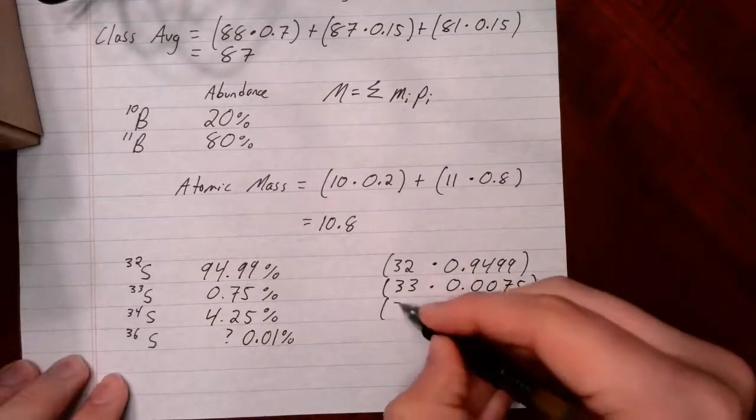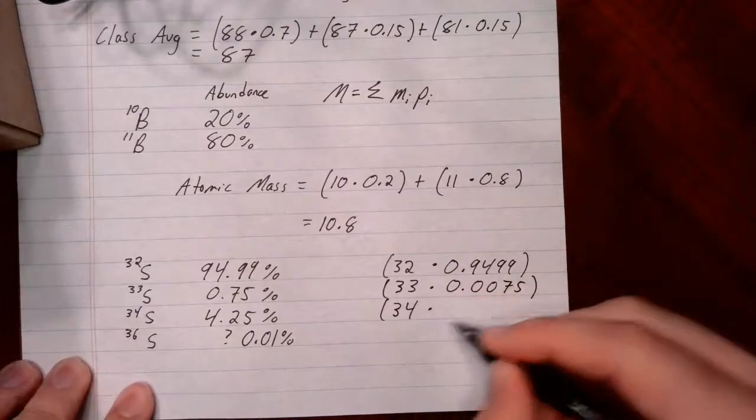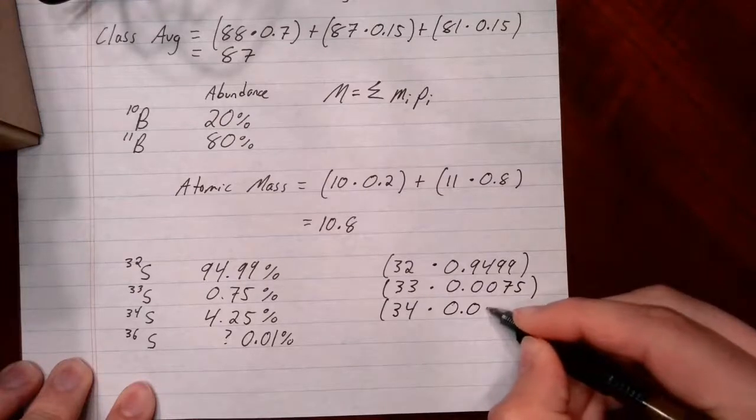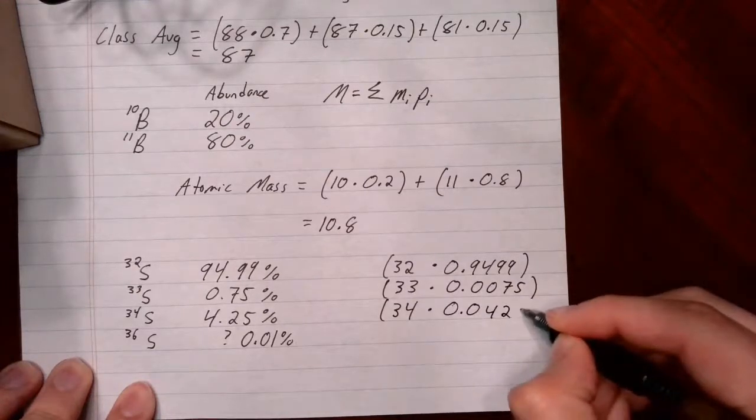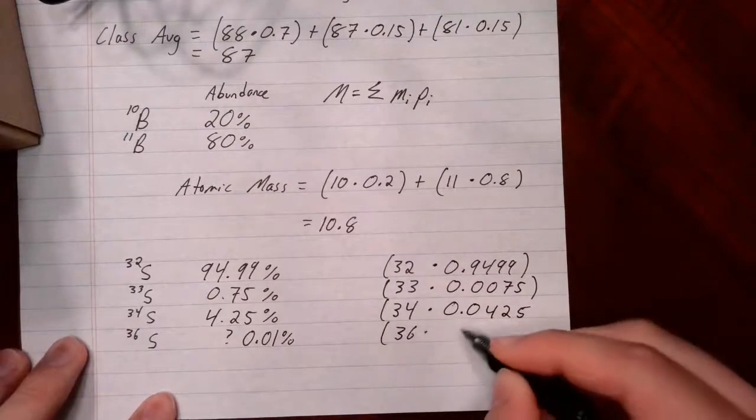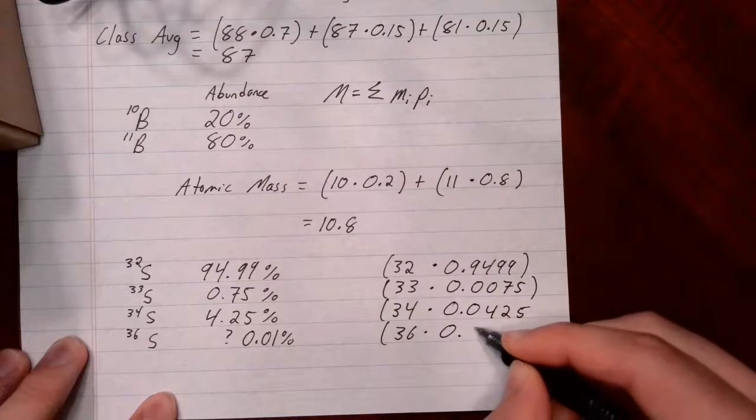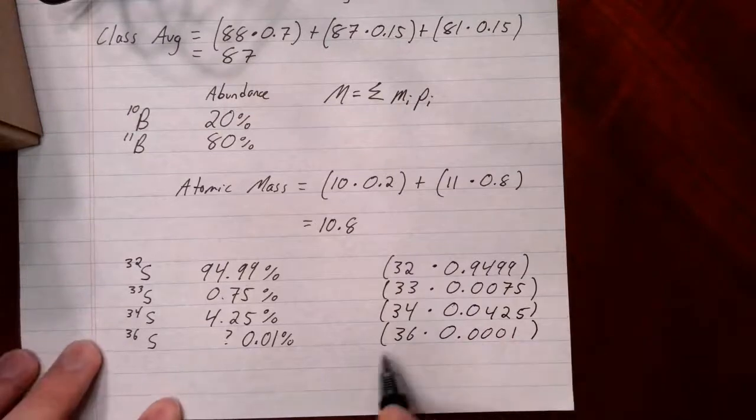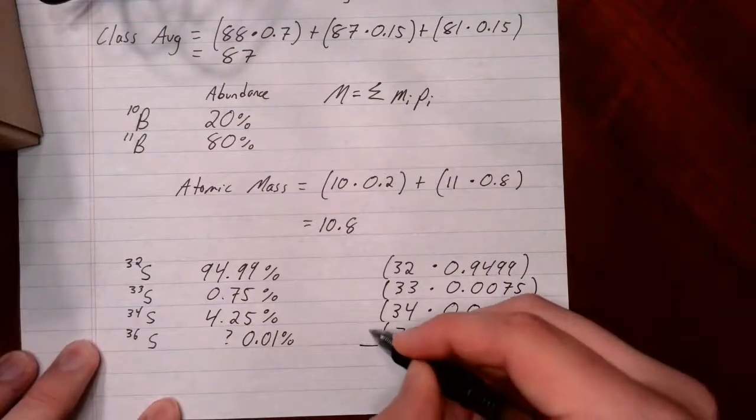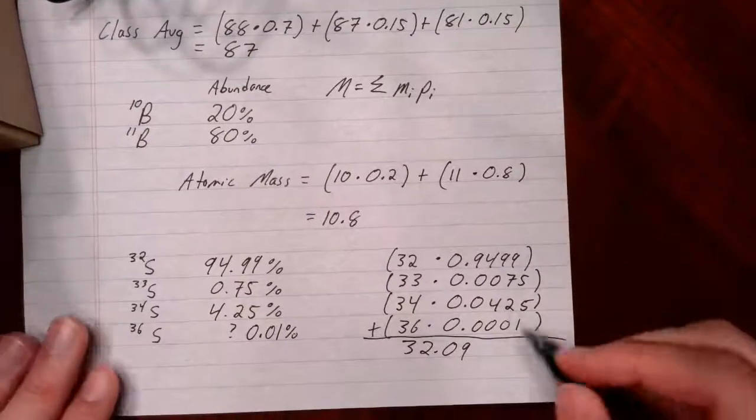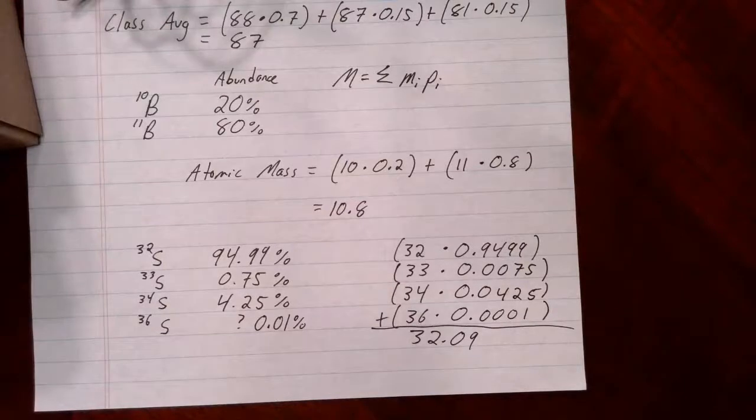Then we have 34. So we go ahead and convert that to a decimal, so 0.0425. And then the last one, I have 36 times 0.0001. Okay. So I go ahead and do all those operations, and then I add them together in my calculator. You should get 32.09. And again, that's going to differ slightly from the number you see on the periodic table for a variety of reasons.